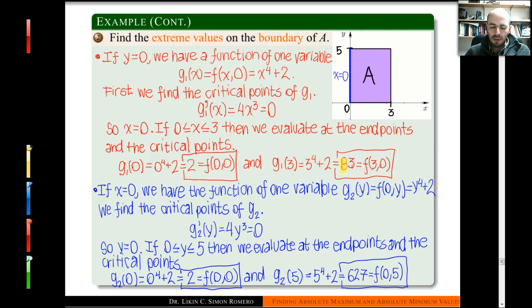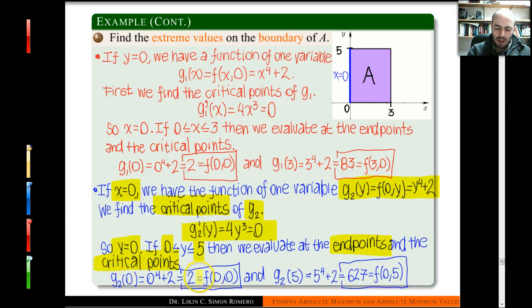So let's start with the next one. Now we're going to do x equal to 0, and we're going to repeat the process. We plug x equal to 0 into the function, which gives you this function over here. We find the critical points for g. In other words, we have to take the derivative and set it equal to 0. We found that y is equal to 0. We have the endpoints and the critical point, and we evaluate at the endpoints and at the critical points.